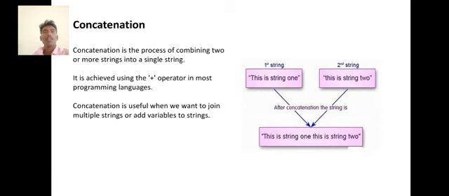Concatenation is the process of combining two or more strings into a single string. It is achieved using the plus operator in most programming languages. Concatenation is useful when we want to join multiple strings or add variables to strings.